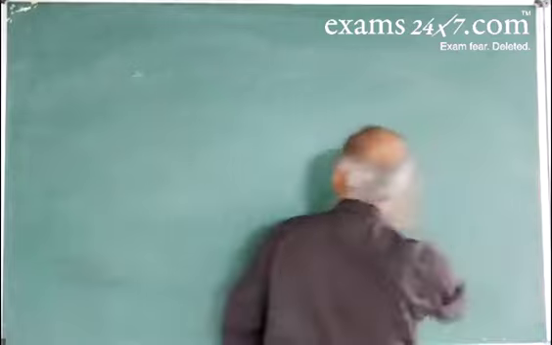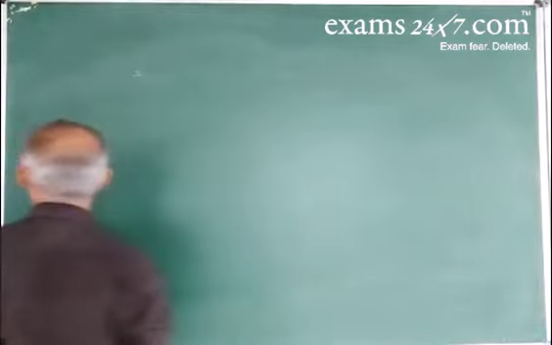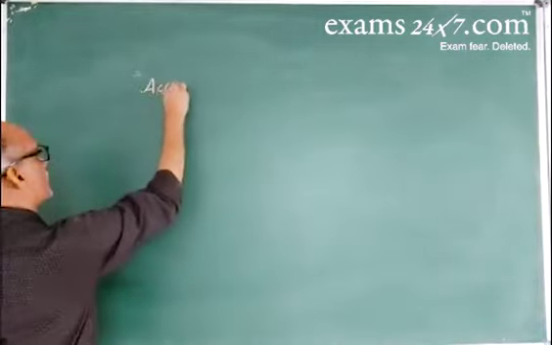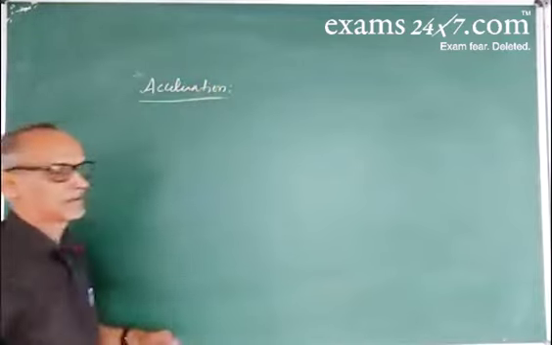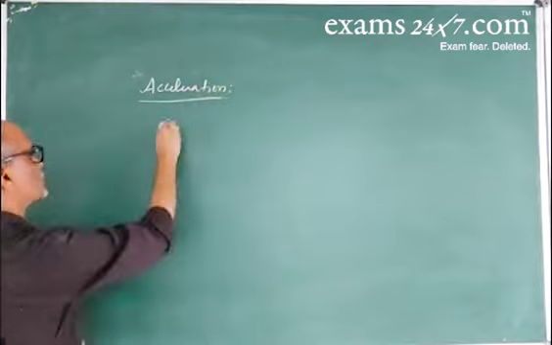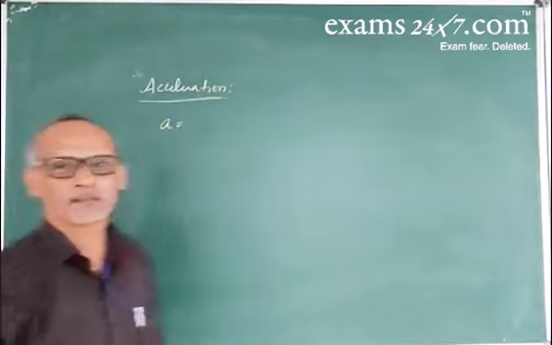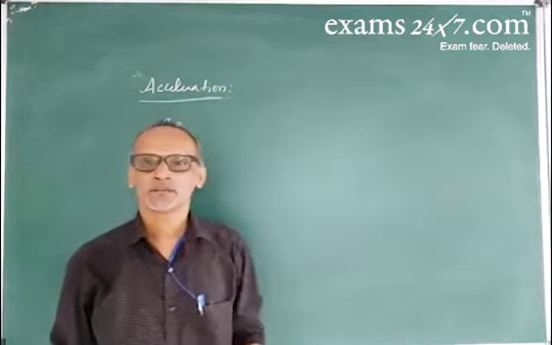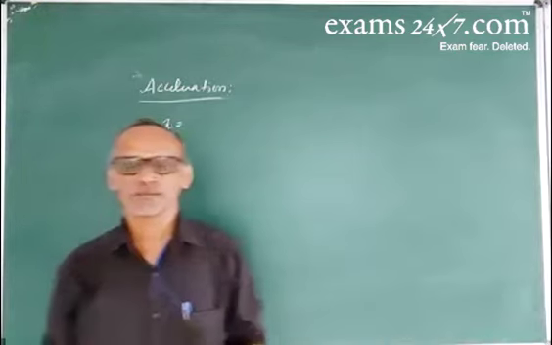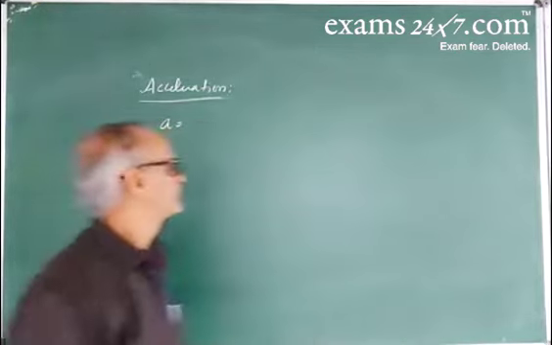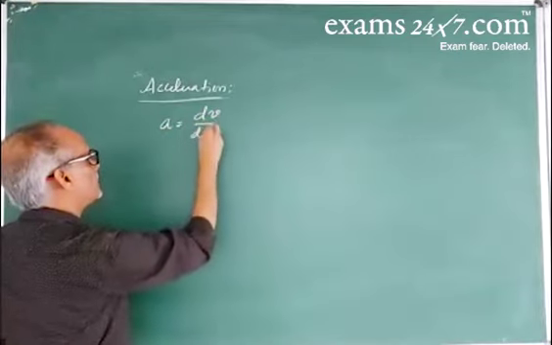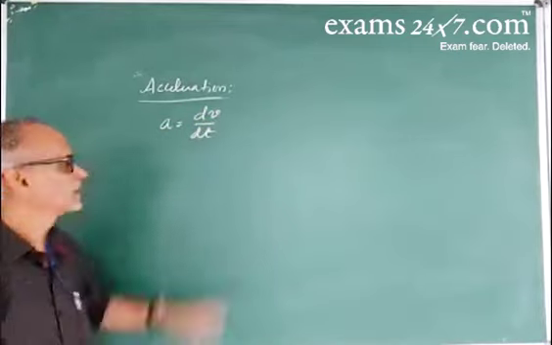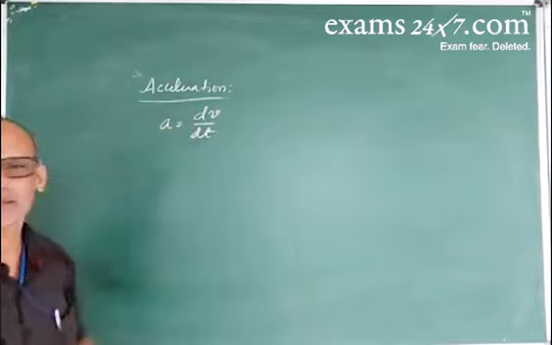So let's learn something about an important term, which is acceleration. A body is said to have acceleration whenever there is a change in velocity. That can be either in magnitude or in direction or in both. And our acceleration is given by dv by dt. That is rate of change of velocity.